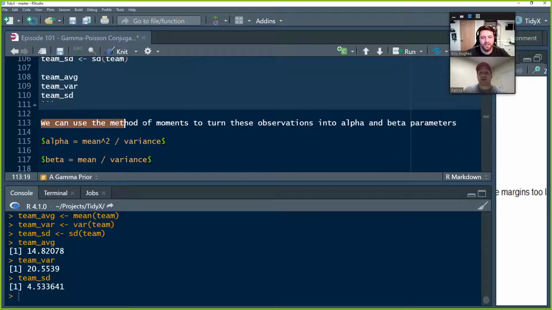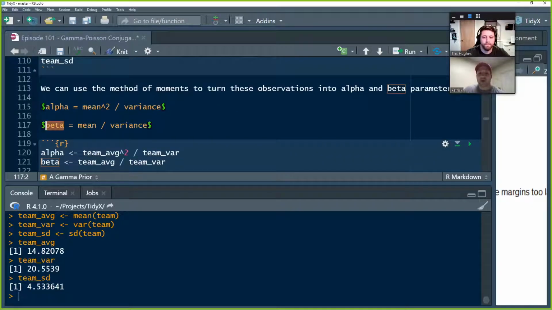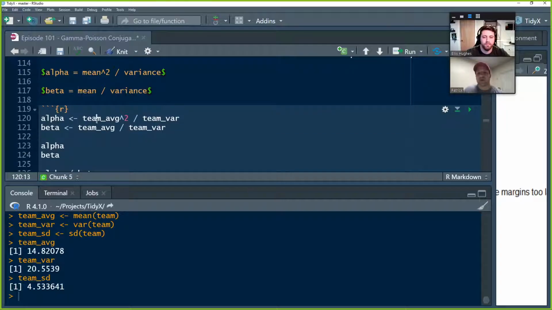So let's turn this into alpha and beta parameters for our gamma distribution, and we do it like this. The alpha is, we're going to take the mean, the population average, square it, and divide by the variance. For the beta parameter, we're going to take that mean, the population average, and divide it by the population variance. So one is mean squared, the other is mean, both divided by the variance.